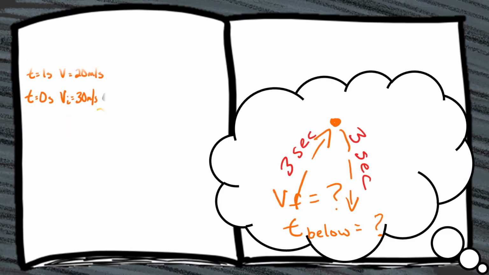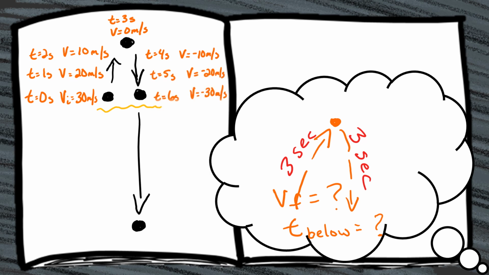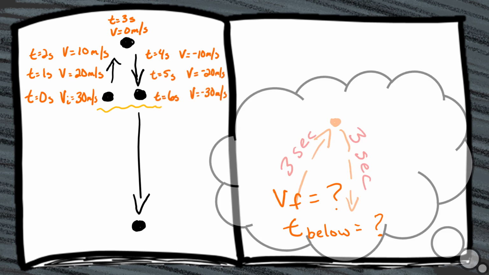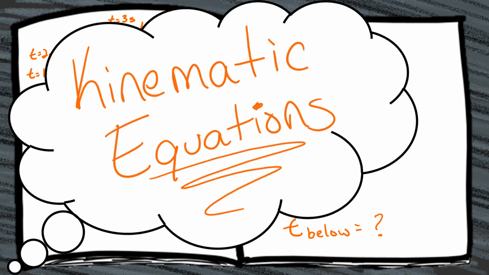That's right, Alex. The penny would take a total of 3 seconds to reach its highest point, in which the velocity would be 0 meters per second. Then it will travel back down for another 3 seconds, totaling 6 seconds in the air before going into the well. So how would you figure out how much time the penny would take to hit the water and at what velocity? That's right, Alex.